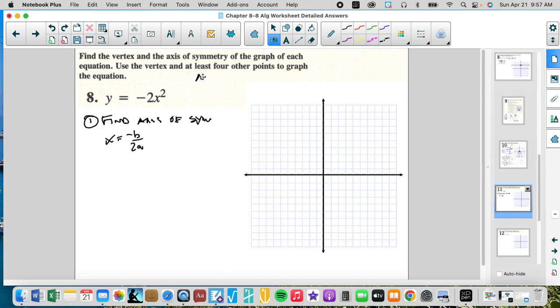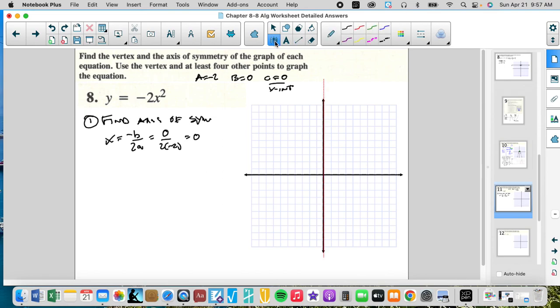So A is -2, B is 0, C is also 0. We'll use that piece of information because C is the y-intercept, but we won't use that just yet. That's 0 over 2 times -2, which equals 0. So my axis of symmetry again is on the y-axis.